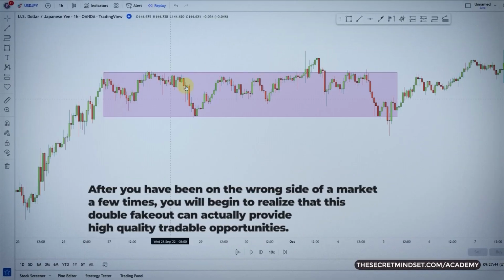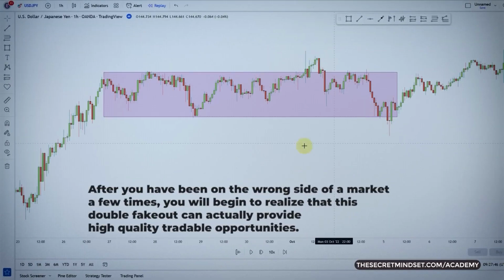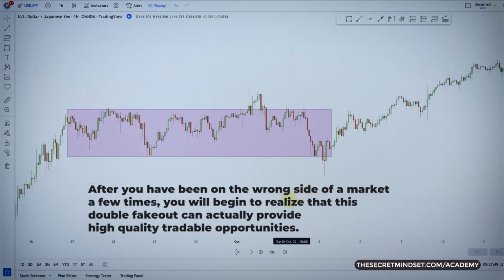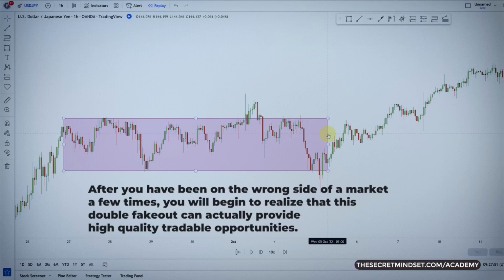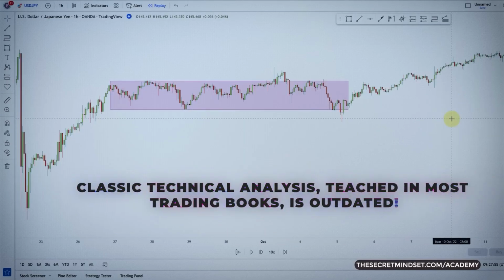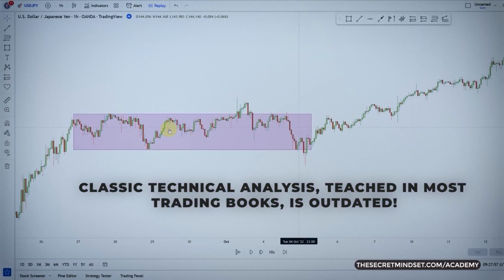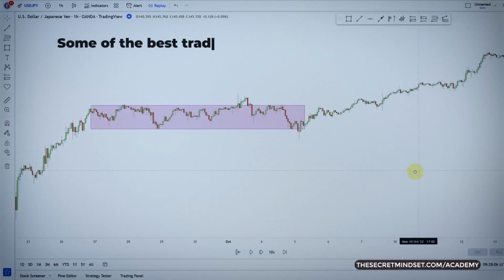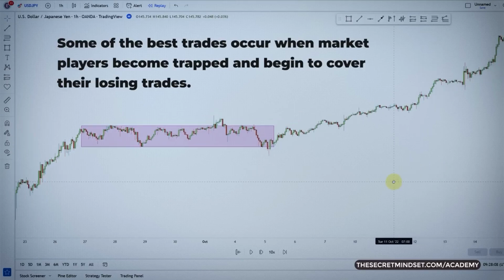After you have been on the wrong side of a market a few times, you will begin to realize that this double fakeout can actually provide high-quality tradable opportunities. The reality is that classic technical analysis taught in most trading books is kinda outdated, and you should design your trading strategy around these types of scenarios. Some of the best trades occur when market players become trapped and begin to cover their losing trades.